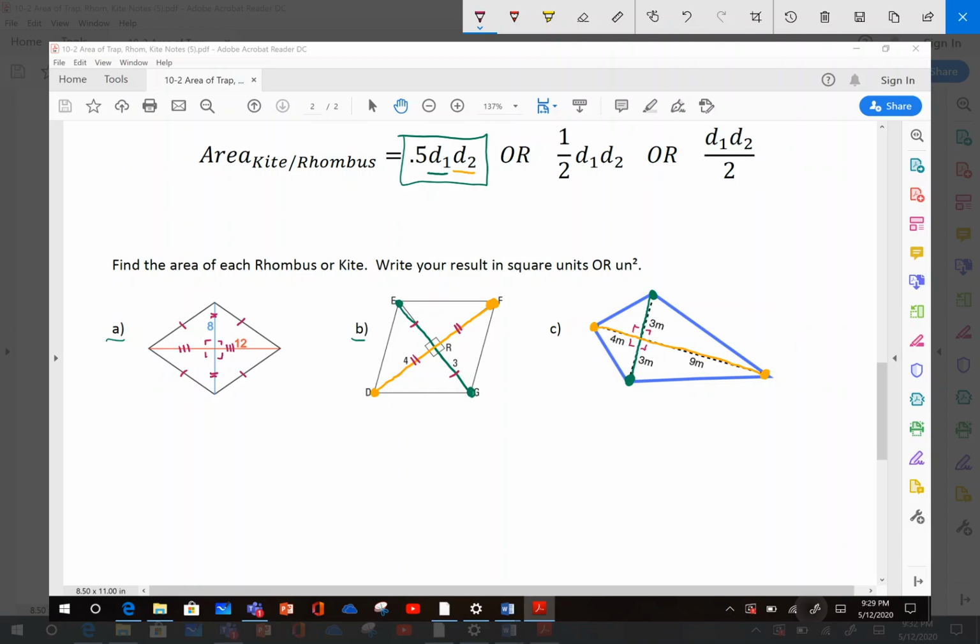So finding the area of the first rhombus, we'd have 0.5 times the first diagonal, which is 8, times the second diagonal, which is 12. Again, I think we can handle some mental math here. We have half of 8, which is 4. 4 times 12 will give us a grand total of 48. We don't have any units on the 8 or the 12, so we're going to call this area 48 units squared.